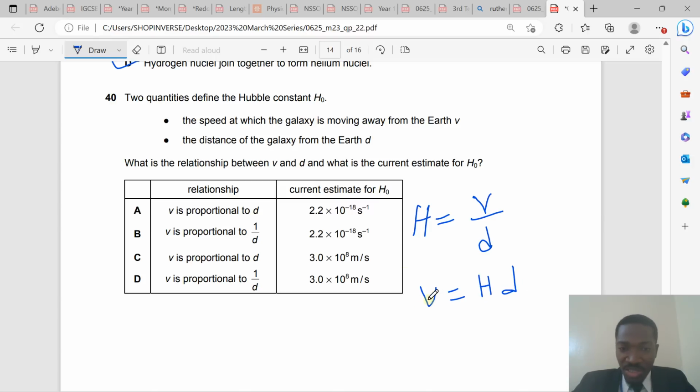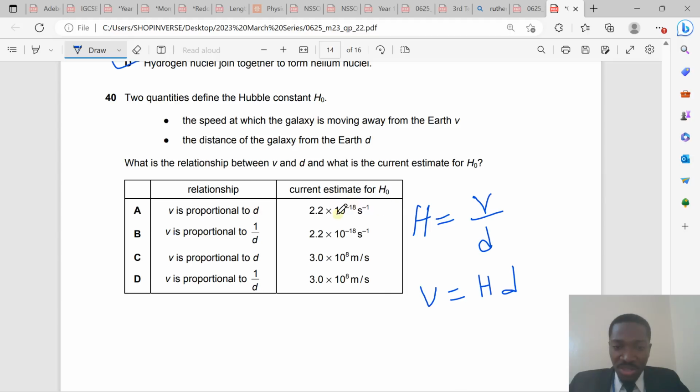That means that the speed at which a planet is moving away from the Earth increases as the distance increases. Yes. So all the planets are moving, but as the distance of separation between a planet and our solar system increases, the speed at which it is moving away also increases. Okay, so that's direct proportionality.